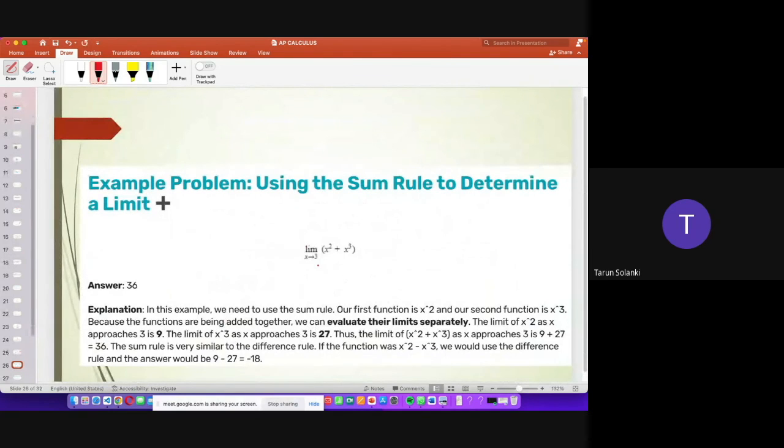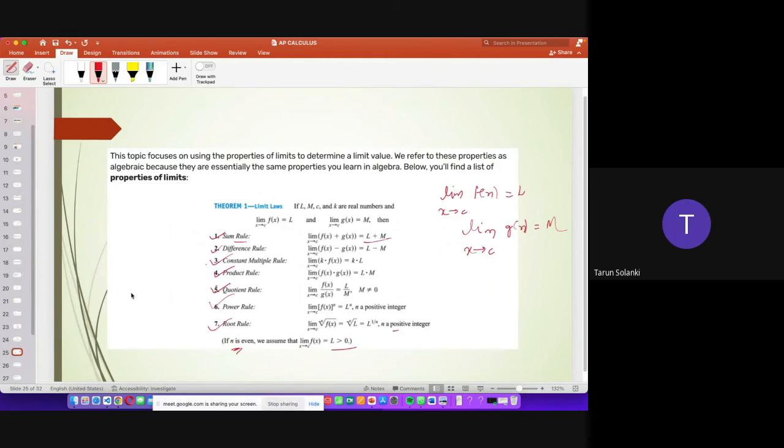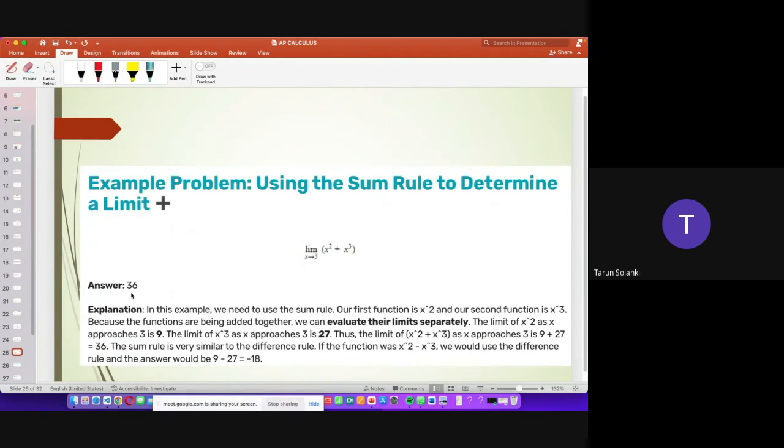So next is again one example using the sum rule to determine the limit. The limit is given, x tends to 3, x square plus x cube. So the answer will be 36. Now let's check how. In this example, we need to use the sum rule. So what was the sum rule? f(x) plus g(x), we can write it as L plus M.